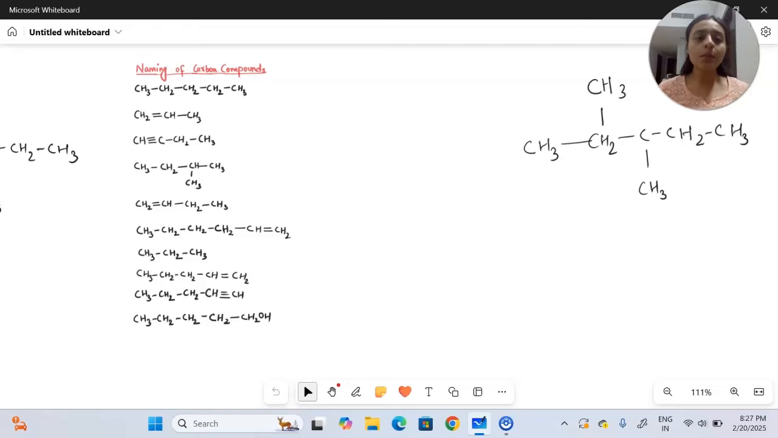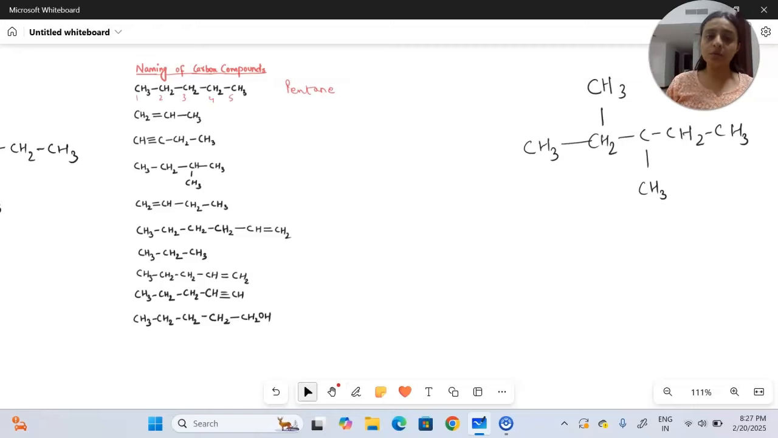So on the number one question, as you can see, you need to count the parent chain, right? So in the parent chain, how many carbons are there? 1, 2, 3, 4 and 5. And there are no double bonds, so it's a single bond. So we will name it as pentane because it's from alkane.